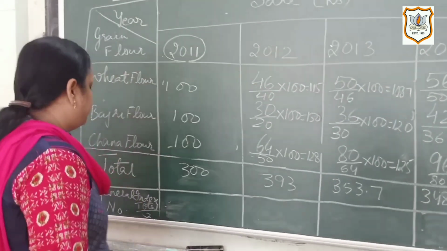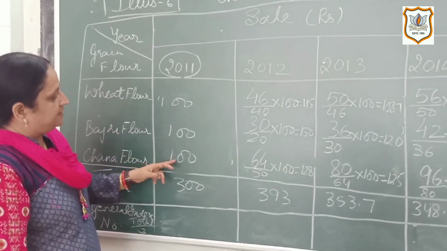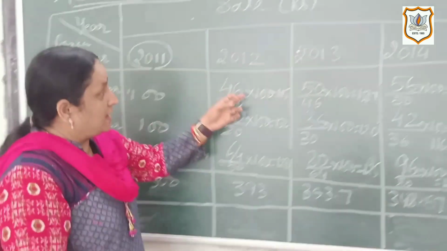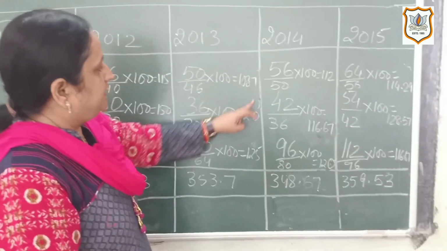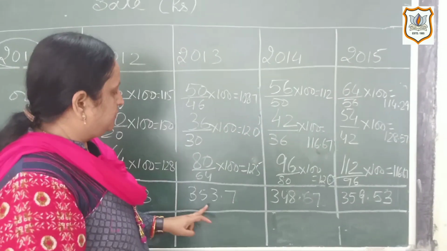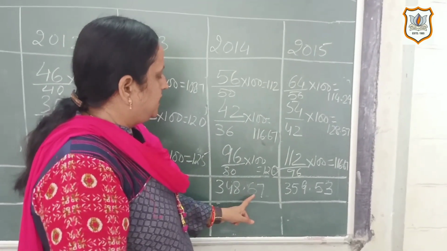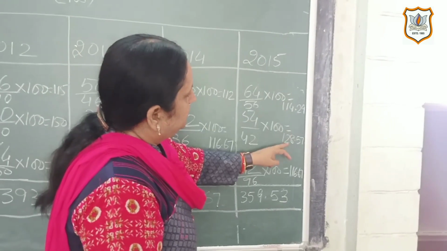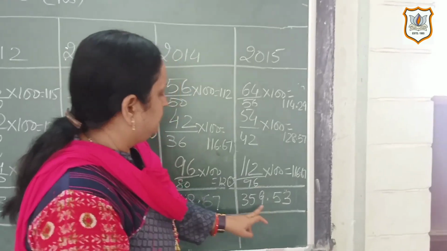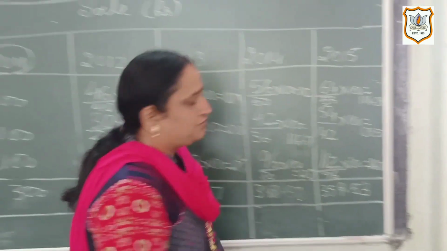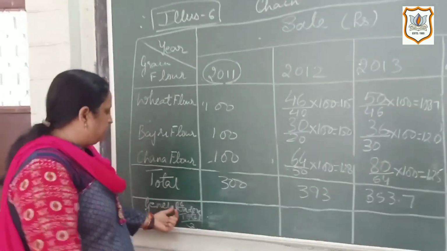Now again the same step which we are supposed to do is the total of all these three values. So 100 plus 100 plus 100 will give you 300. 115, 150, 128, total will be 393. 108.7, 120, 125, the total of the three will be 353.7. Total of these three values will be 348.67. Total of these 114.29, 128.57 and 116.67 will be 359.53.